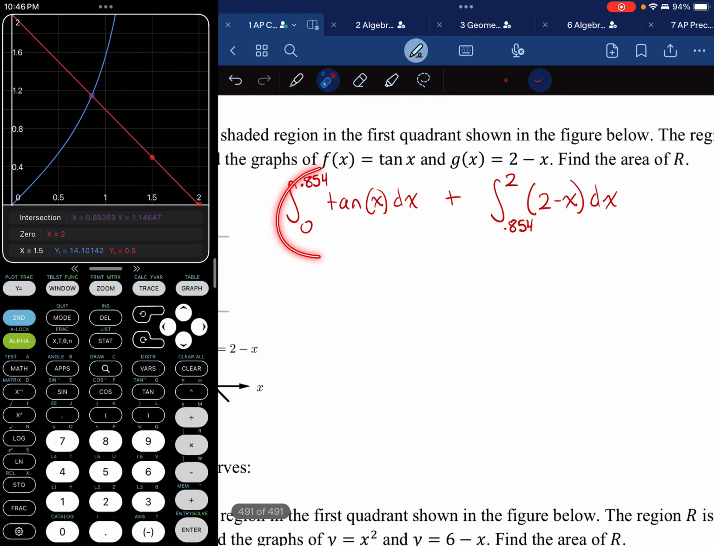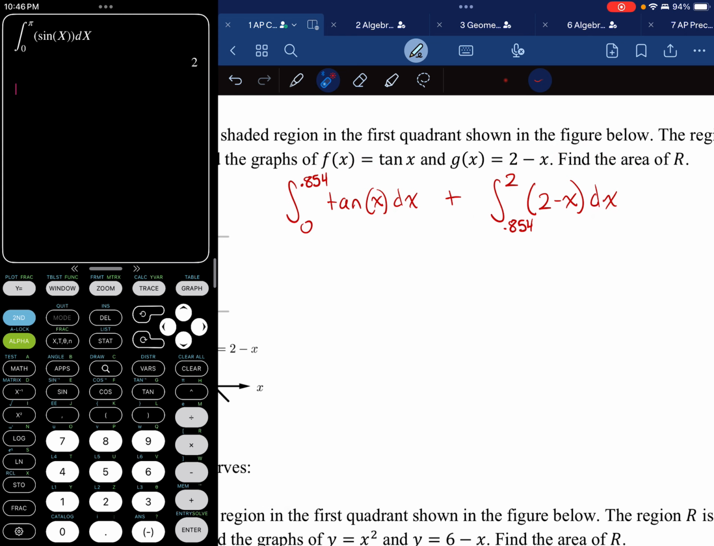Okay, let's go ahead and plug these things into our calculator and figure out what we get. I'm going to do math 9 to do an integral between 0 and 0.854 of tangent of x. And we get 0.854. I'm like, that is a gigantic small value. It should be positive. So I'm going to hit second enter, come over here, and right before the 8, do an insert. So second insert, and then 0.854. And there we go. That seems much more reasonable.